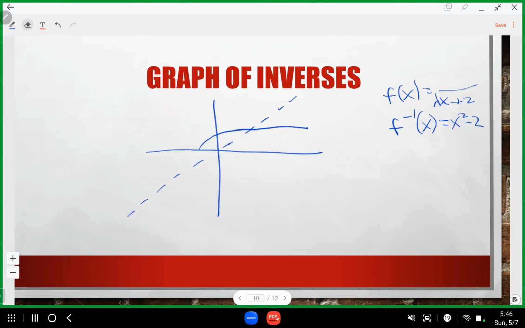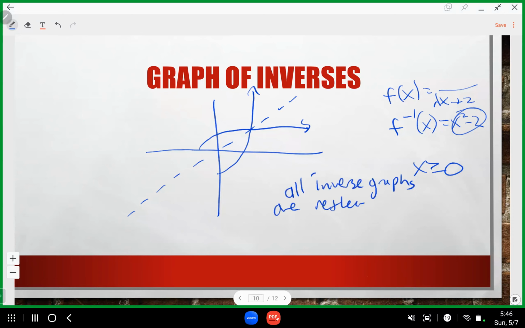So instead, what we need to do is set a restriction. x has to be greater than or equal to 0, because x squared minus 2 is not a one-to-one function. Once we set that restriction, it is one-to-one. Then we have this, and it does look reflected over the line y is equal to x. So remember, all inverse graphs are reflected over y is equal to x. All right.